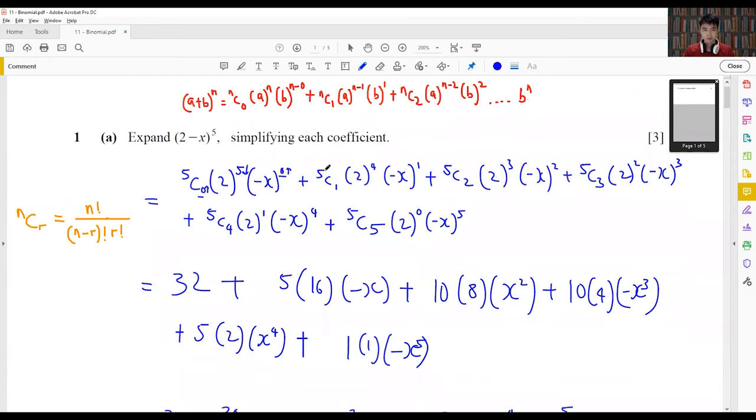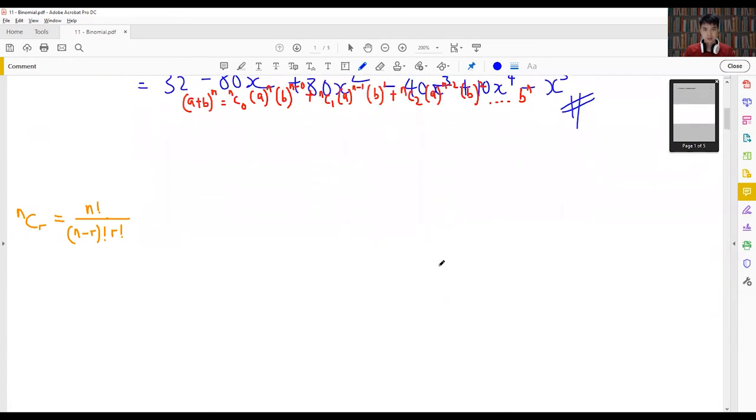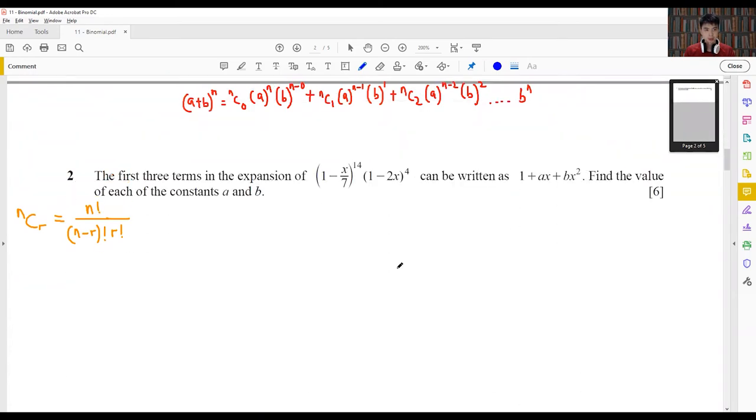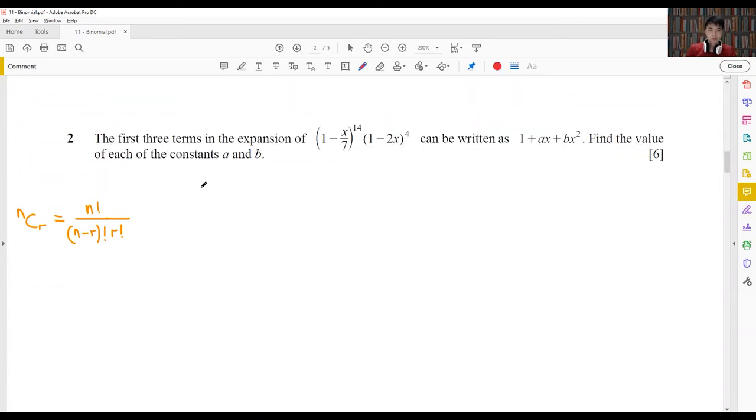Okay, let's look at another example. Now, looking at this next question here, the first three terms in the expansion of 1 minus x over 7 to the power of 14 multiplied by 1 minus 2x to the power of 4 can be written as 1 plus ax plus bx squared. So what we need to know is we only want the expansion values up until x to the power of 2. Everything beyond that is irrelevant for us in this question.